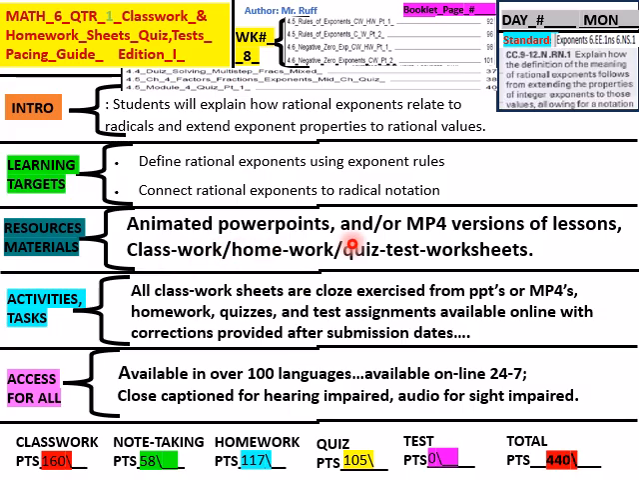Resources, animated PowerPoints and/or MP4 versions of lessons, classwork, homework, quiz, tests, worksheets are all either animated PowerPoints or video. And then activities and tasks, all class worksheets are closed exercised from PowerPoints or MP4s. Homework, quizzes, and test assignments available online with corrections provided after submission dates. And then access for all available in over 100 languages, available online 24/7, closed captions for hearing impaired, audio for sight impaired.